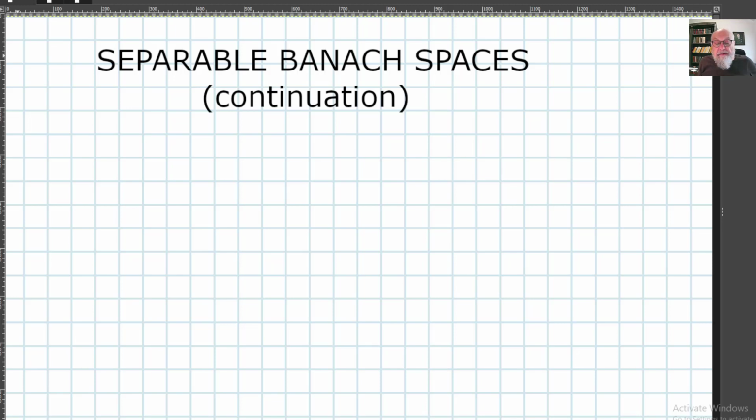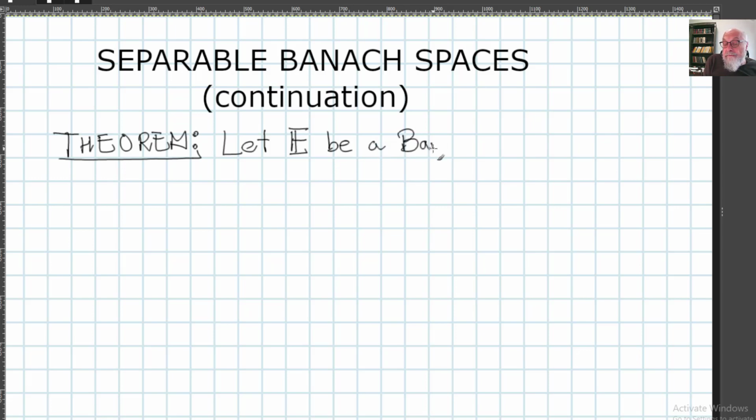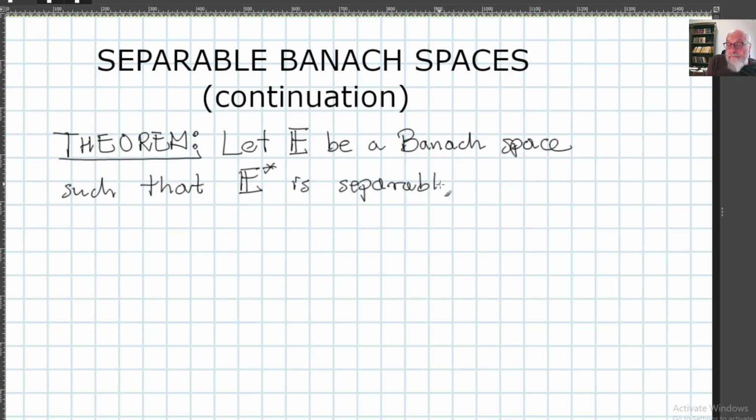Let us continue with the topic, and our next result will be a theorem. Let E be a Banach space such that E dual is separable, then E is also separable.